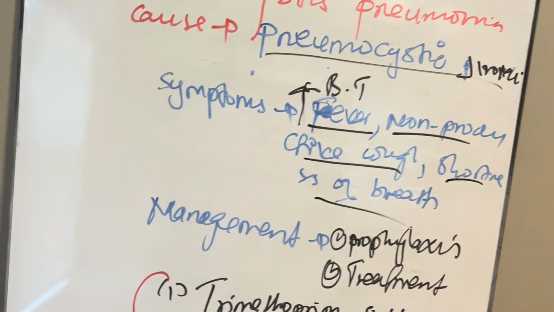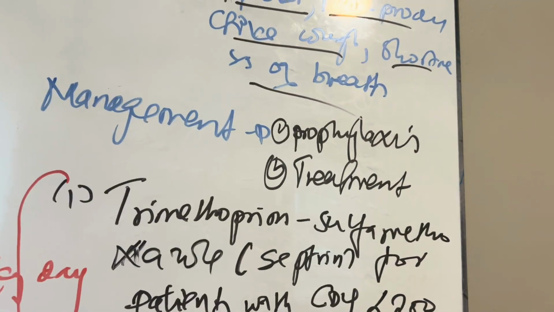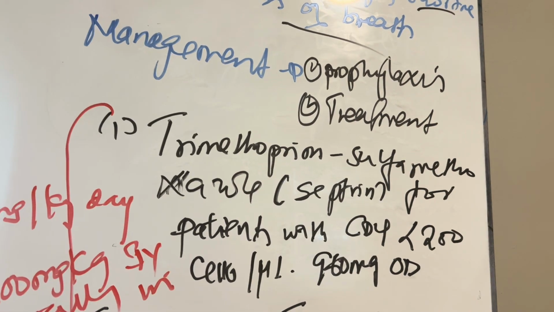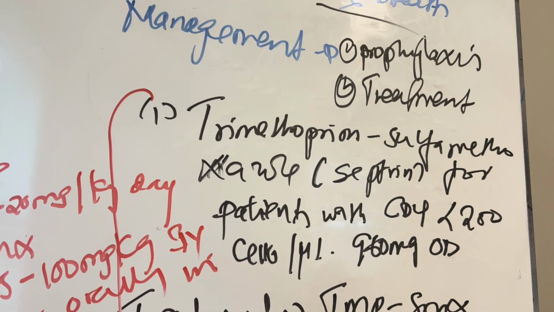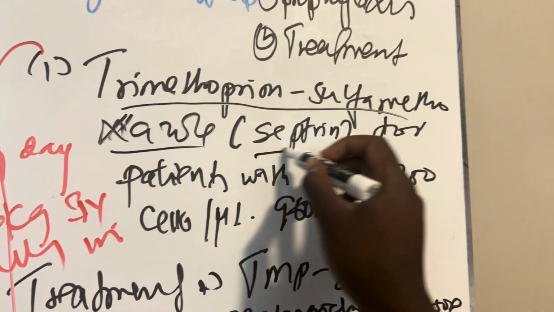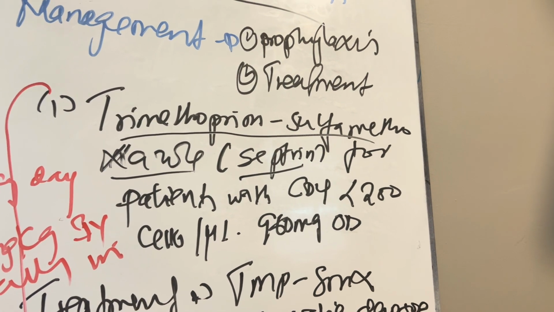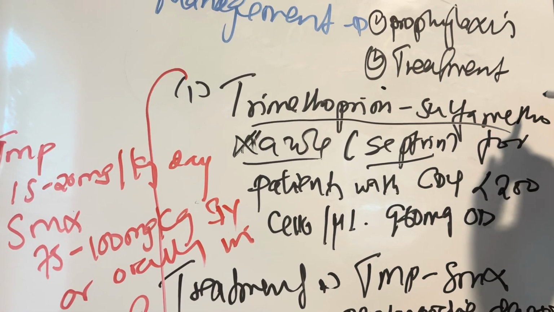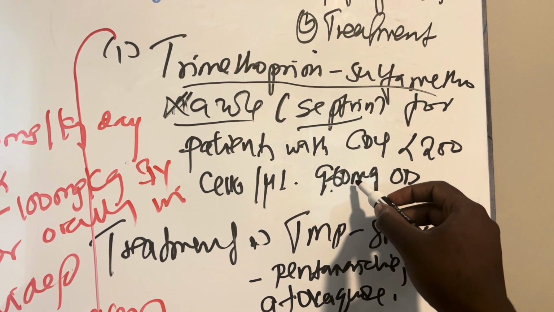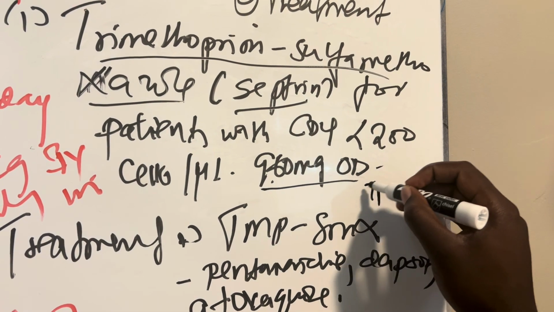So management is divided into two. We have what we call prophylaxis, which is prophylactic management. Those who are at high risk of developing this are given prophylaxis. Usually they give trimethoprim-sulfamethoxazole, commonly known as Septrin. It is a fixed-dose combination of two drugs, trimethoprim plus sulfamethoxazole, and usually they give 960 milligram once daily for those 12 years and above.